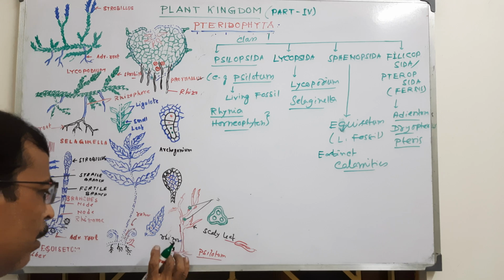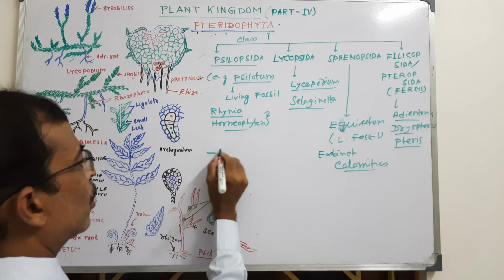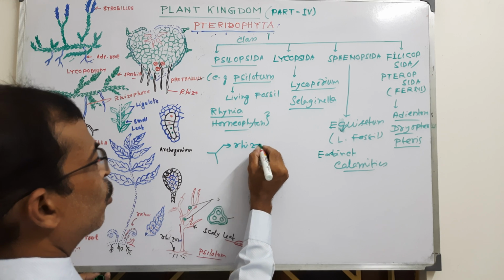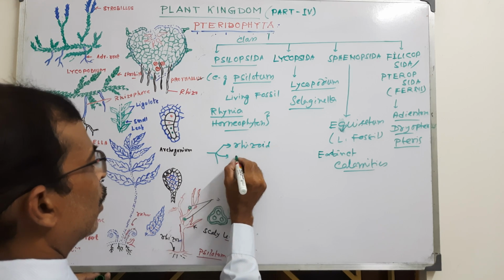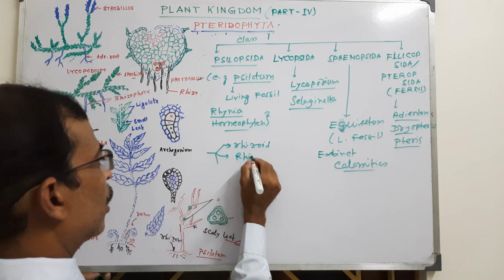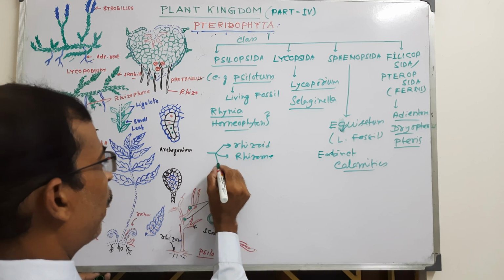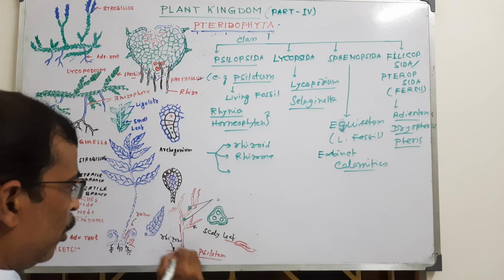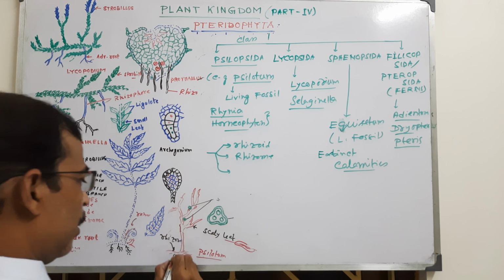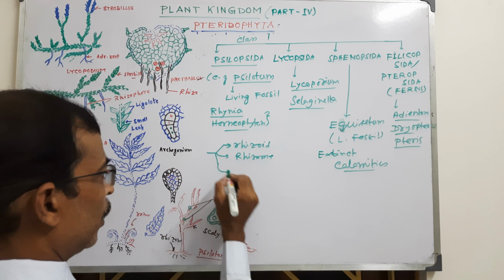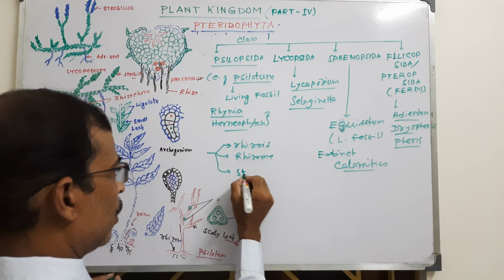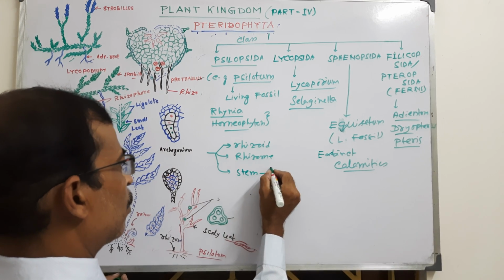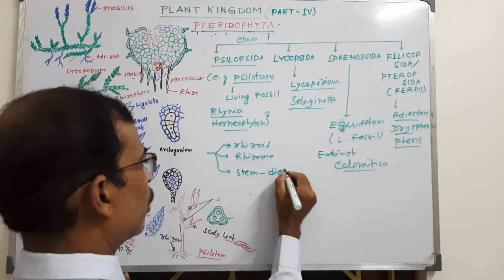Just look, this consists of rhizoid, no root, rhizome, and stem. They are branched. The stem is rhizomatous, and the prostrate part of the stem is dichotomously branched. Look here, dichotomously branched.